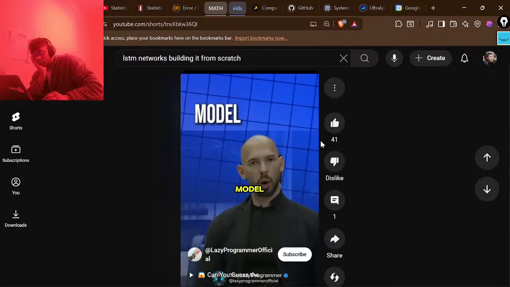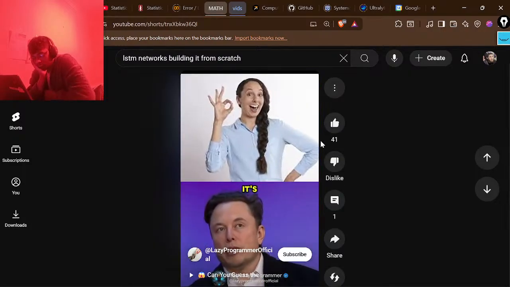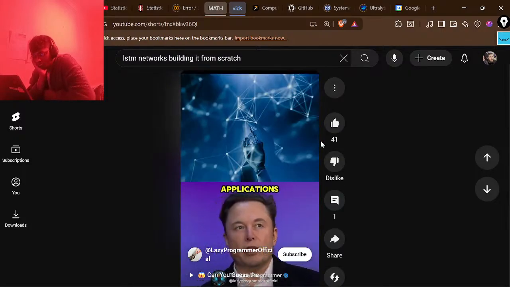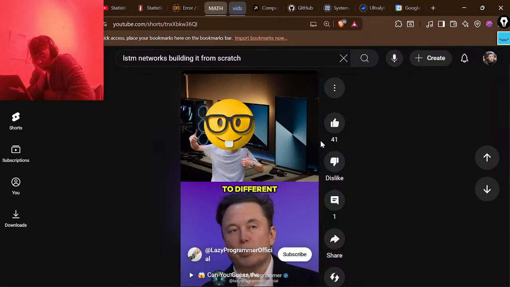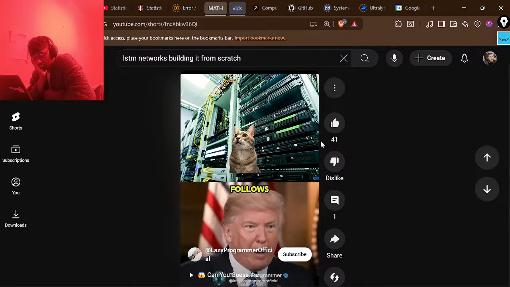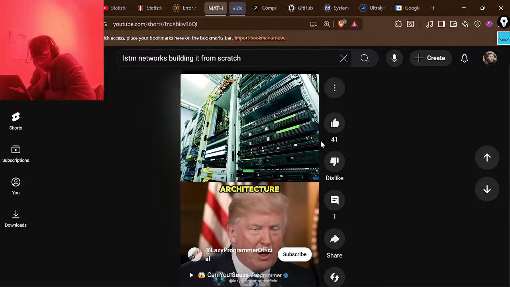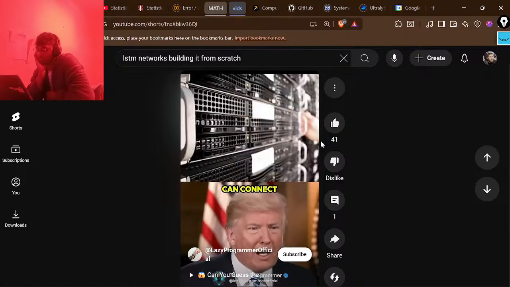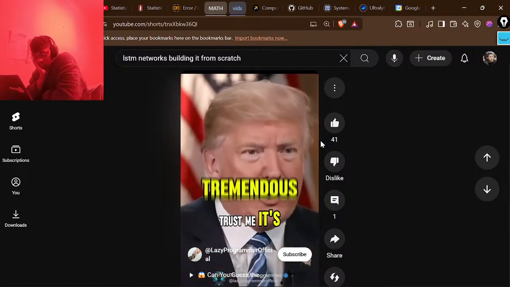Have you heard about the Model Context Protocol in AI development? Of course, it's like the USB-C port for AI applications. Makes connecting LLMs to different data sources standardized and simple. So how does it actually work? MCP follows a client-server architecture where a host application can connect to multiple servers. Trust me, it's tremendous. Exactly.